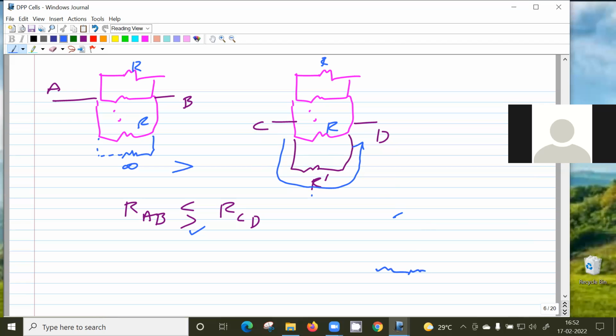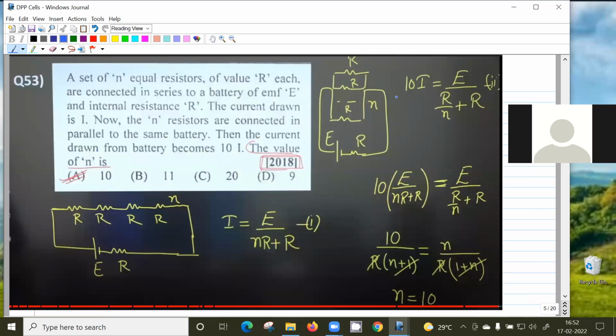In series, if you add an additional resistance, then the resistance will be more than the original one. Even if I add a small resistance, the new combination will be more than the previous one. That's why the current here is 10I when connected in parallel. When connected in series, the current is less. When connected in parallel, the current is more.